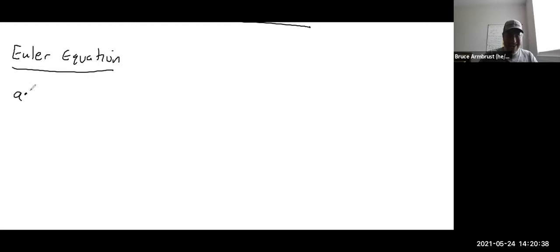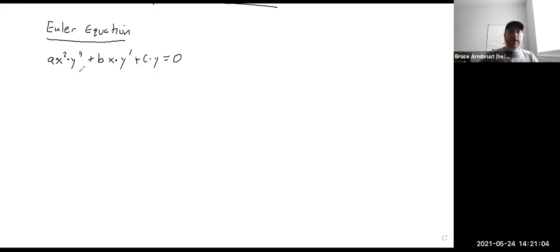Okay, so it's going to be a times, yeah, I did want x squared times y double prime plus b times x times y prime plus c times y equals 0. Okay, so this is at least a homogeneous Euler equation. They can also be non-homogeneous, but we're going to talk about the homogeneous first, just how we get the solutions.